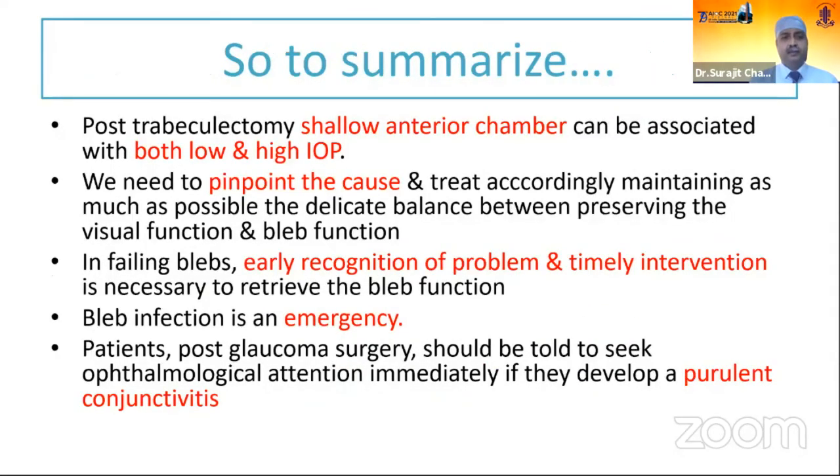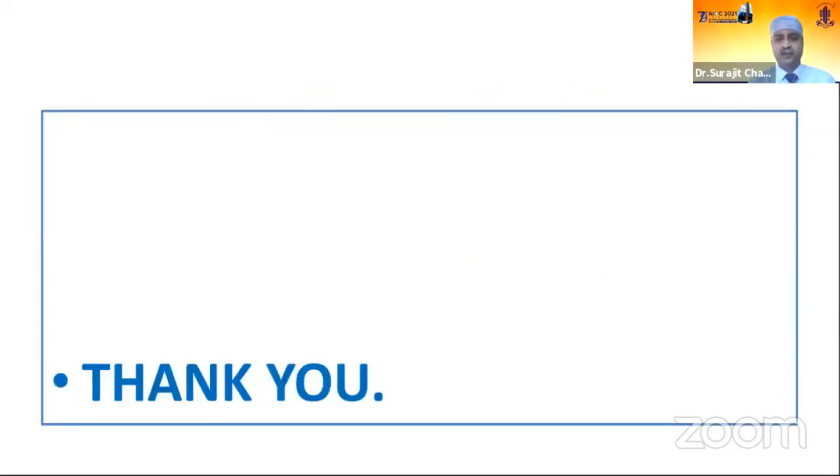So to summarize, post-trabeculectomy shallow anterior chamber can be associated with both low and high intraocular pressure. We need to pinpoint the cause and treat accordingly, maintaining as much as possible the delicate balance between preserving visual function and bleb function. In failing blebs, early recognition of the problem and timely intervention is necessary to retrieve bleb function. And please remember, bleb infection is an emergency. Patients post glaucoma surgery should be told to seek ophthalmological attention immediately if they develop a purulent conjunctivitis. Thank you so much. Thank you for your patient hearing.